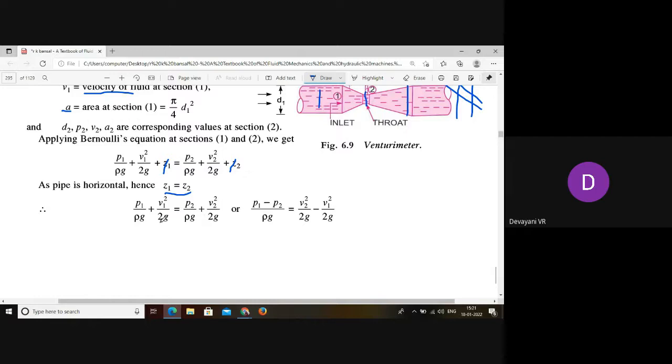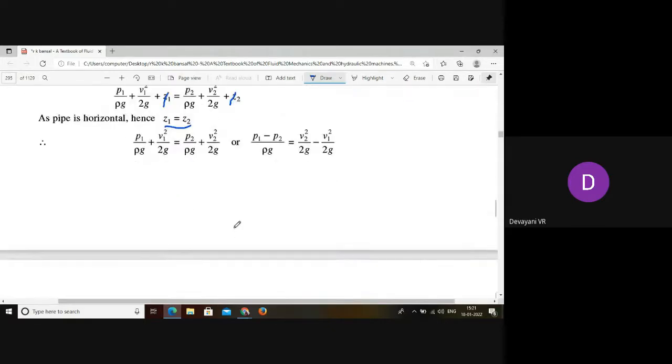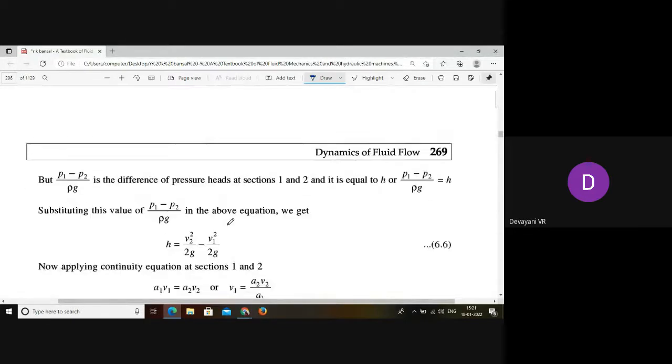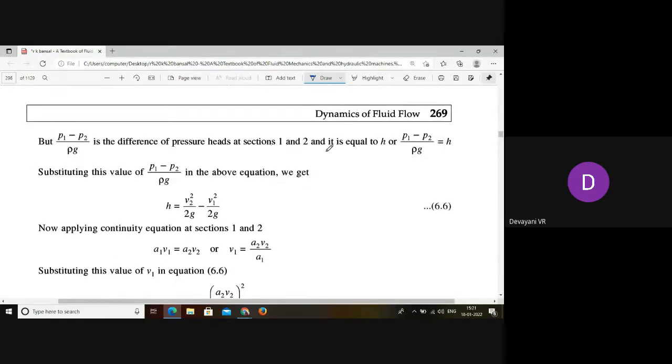So, we can also take pressures on the left side and velocities on the right side. Then this equation will become P1 minus P2 by rho g. So P2 by rho g has gone to the left side. Then P1 minus P2 by rho g is equal to V2 square by 2g minus V1 square by 2g. So we know that P1 minus P2 by rho g is nothing but the difference of pressure head at section 1 and 2.